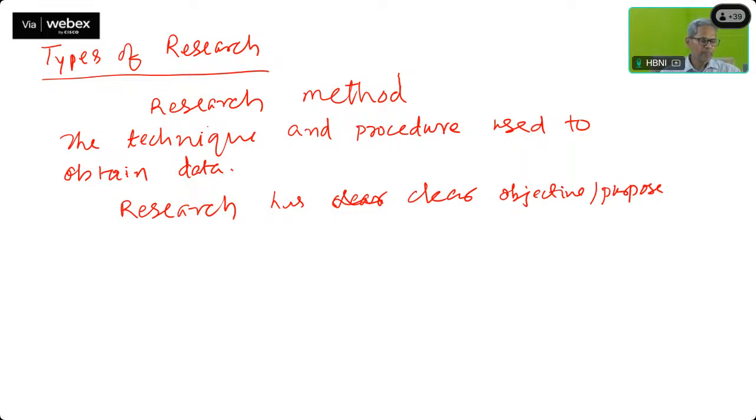Research is defined as creation of new knowledge and/or use of existing knowledge in a new and creative way so as to generate new concepts, methodologies, and understanding to find a solution to a problem. Before we go to types of research, let us clearly understand one thing we learned: research has a clear objective and purpose, and research is defined as the creation of new knowledge.